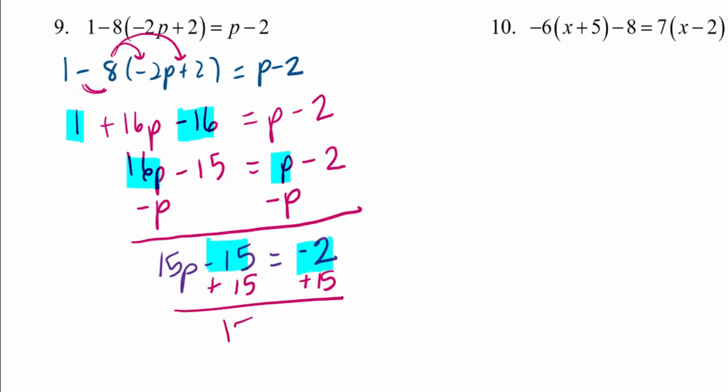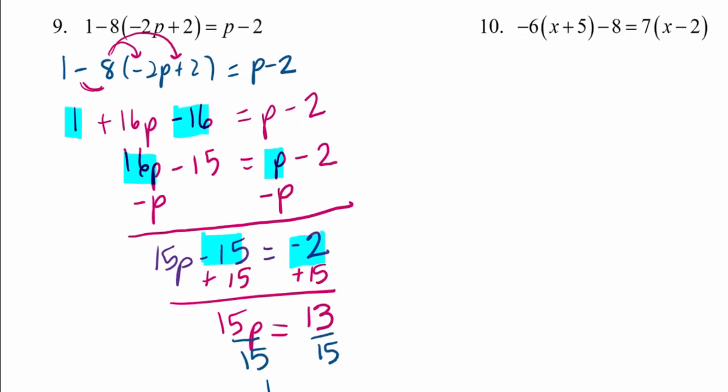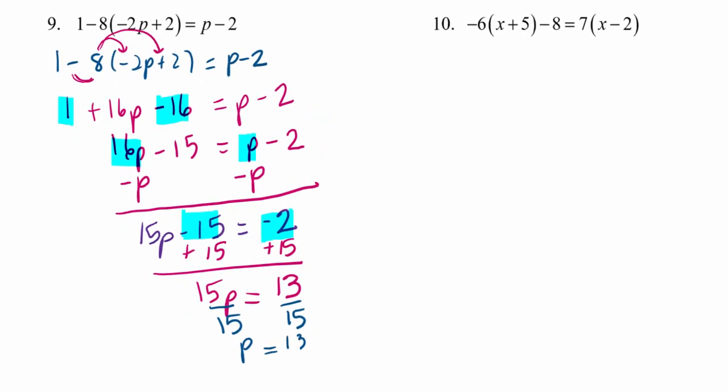So we get 15p equals 13. And now we're going to get that coefficient of p to be 1. So we're going to divide both sides by 15. And p equals 13/15.